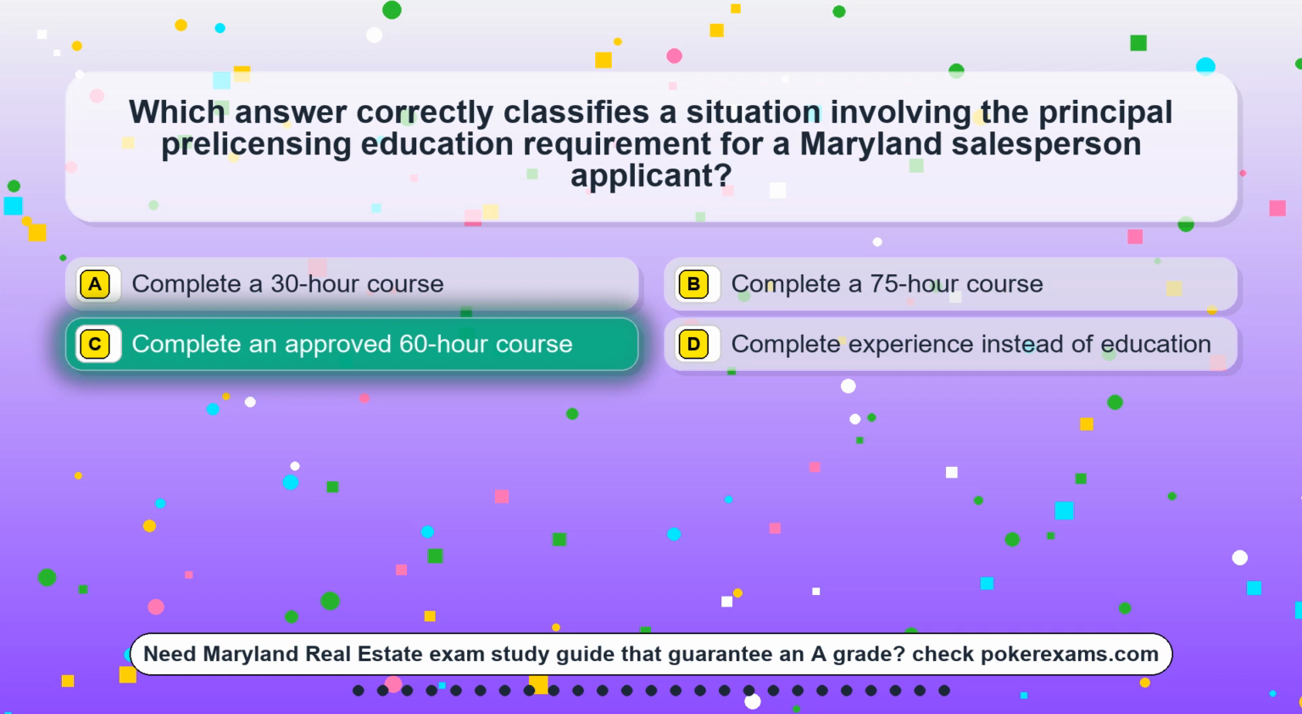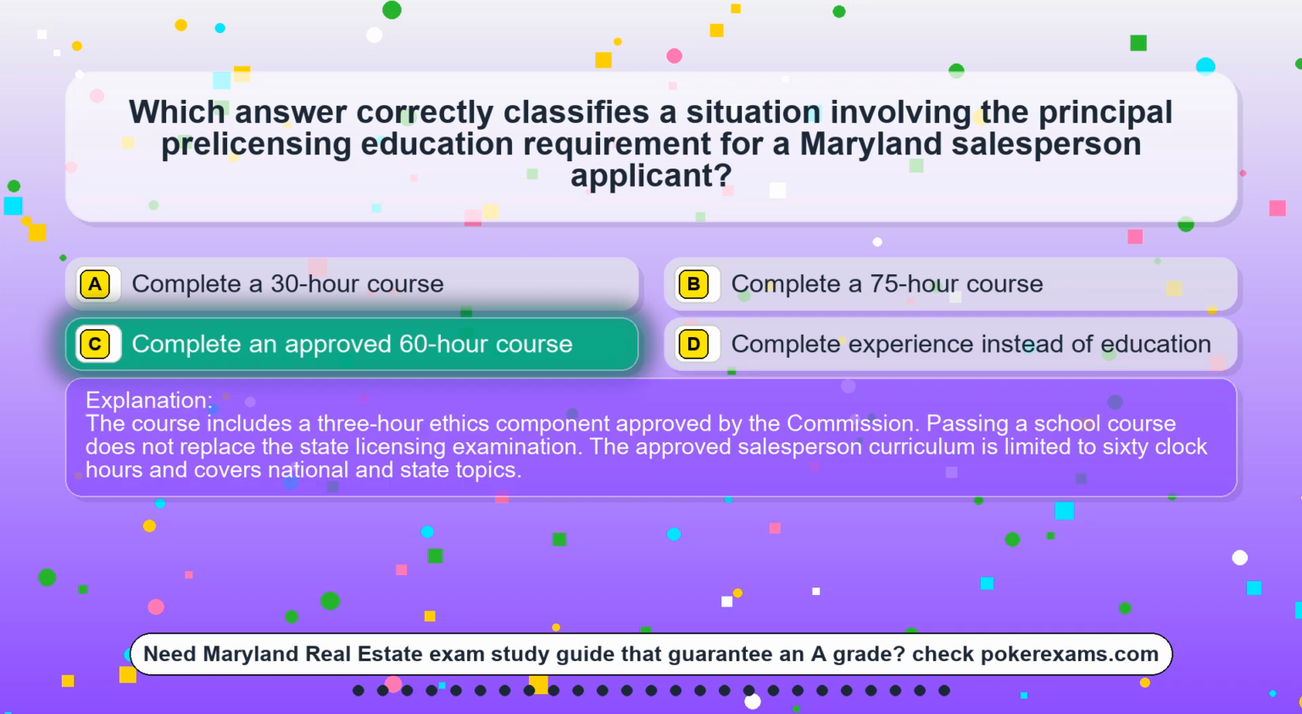The correct answer is option C, complete an approved 60-hour course. The course includes a 3-hour ethics component approved by the Commission. Passing a school course does not replace the state licensing examination. The approved salesperson curriculum is limited to 60 clock hours and covers national and state topics.